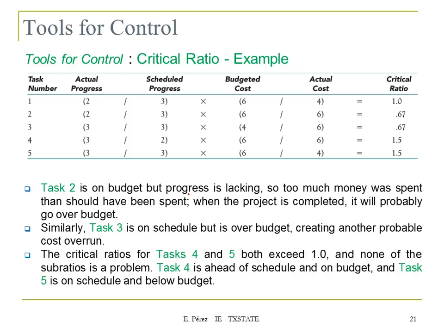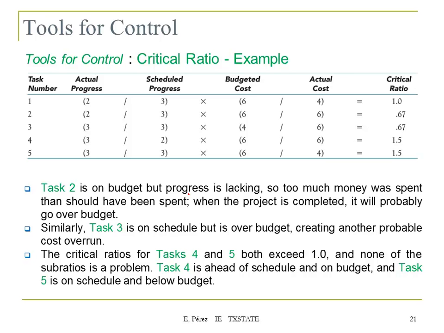As you can see, for some of the tasks we are doing well. We are close to 1, or 1, actually, and over 1. But then we look at these two tasks, and that ratio is below 1. So that can tell you that there's something wrong, or maybe not going as expected, on those particular tasks. Task 2 is on budget, but progress is lacking. So too much money has been spent than should have been spent. When the project is completed, it will probably be over budget. So that's what's happening with this one.